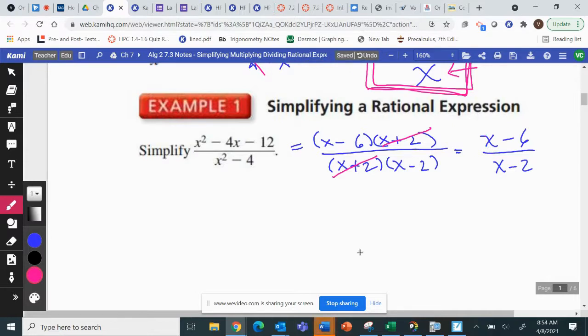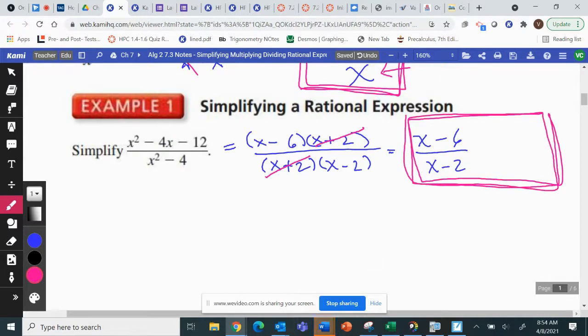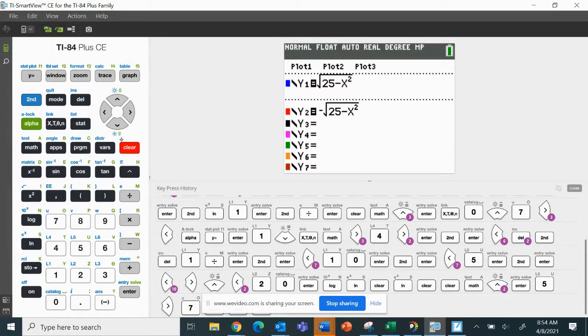This is almost the entire answer. There's something I haven't told you about yet. So we're actually missing part of the answer here, and that's what we're going to do on the calculator. So what I want you to do on your calculator is go to just our graph, y equals, and clear anything that's in there.